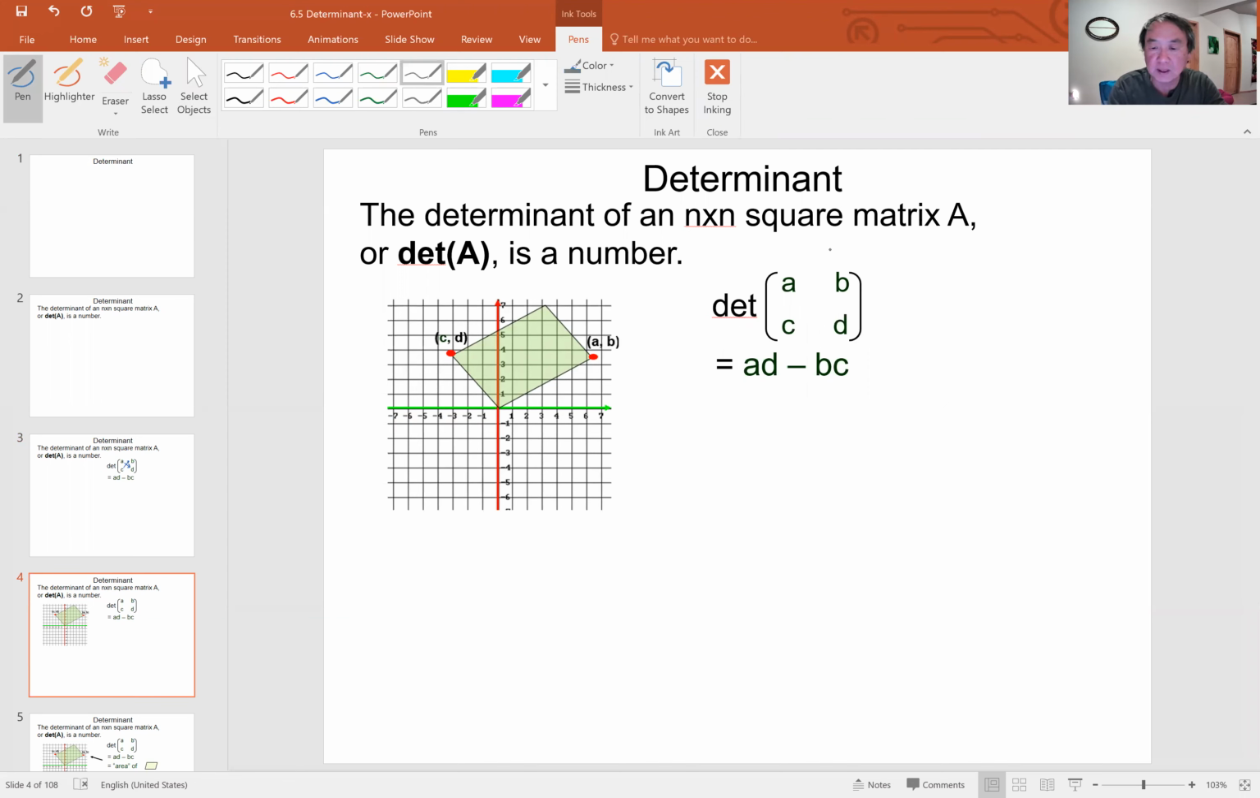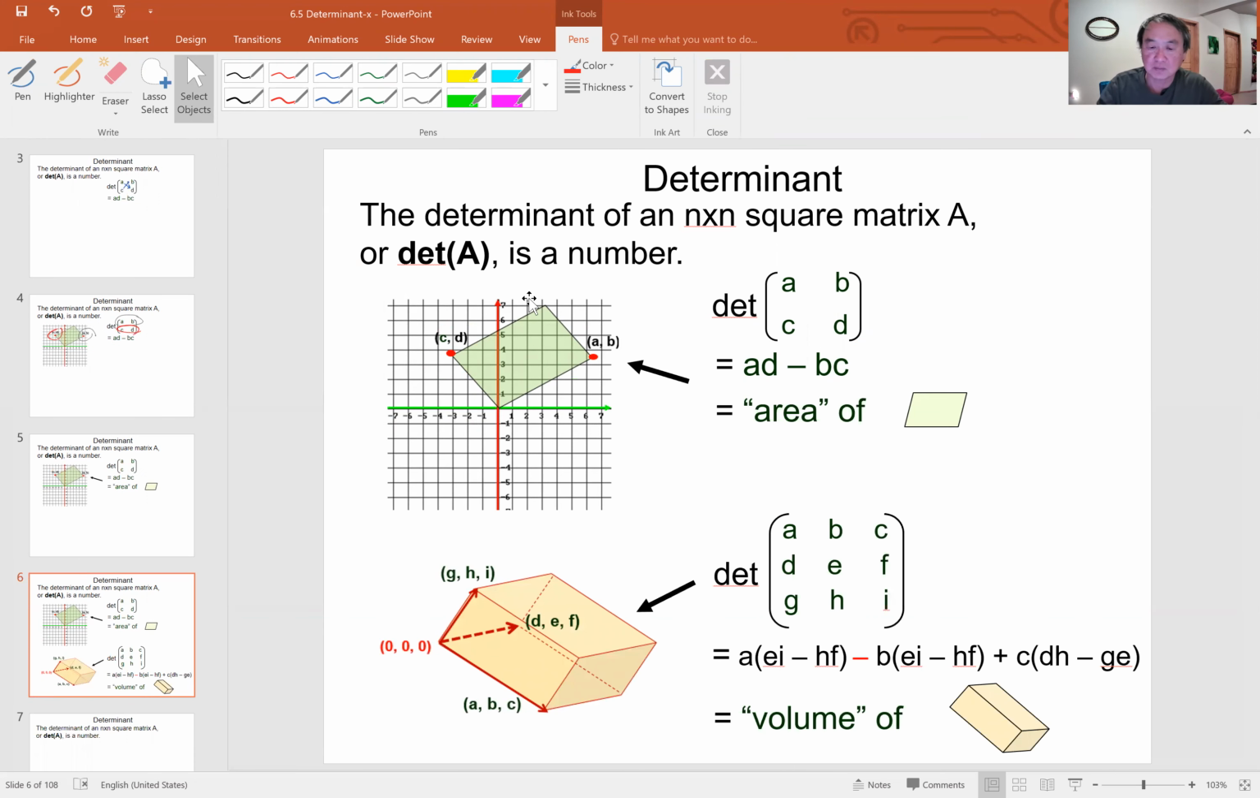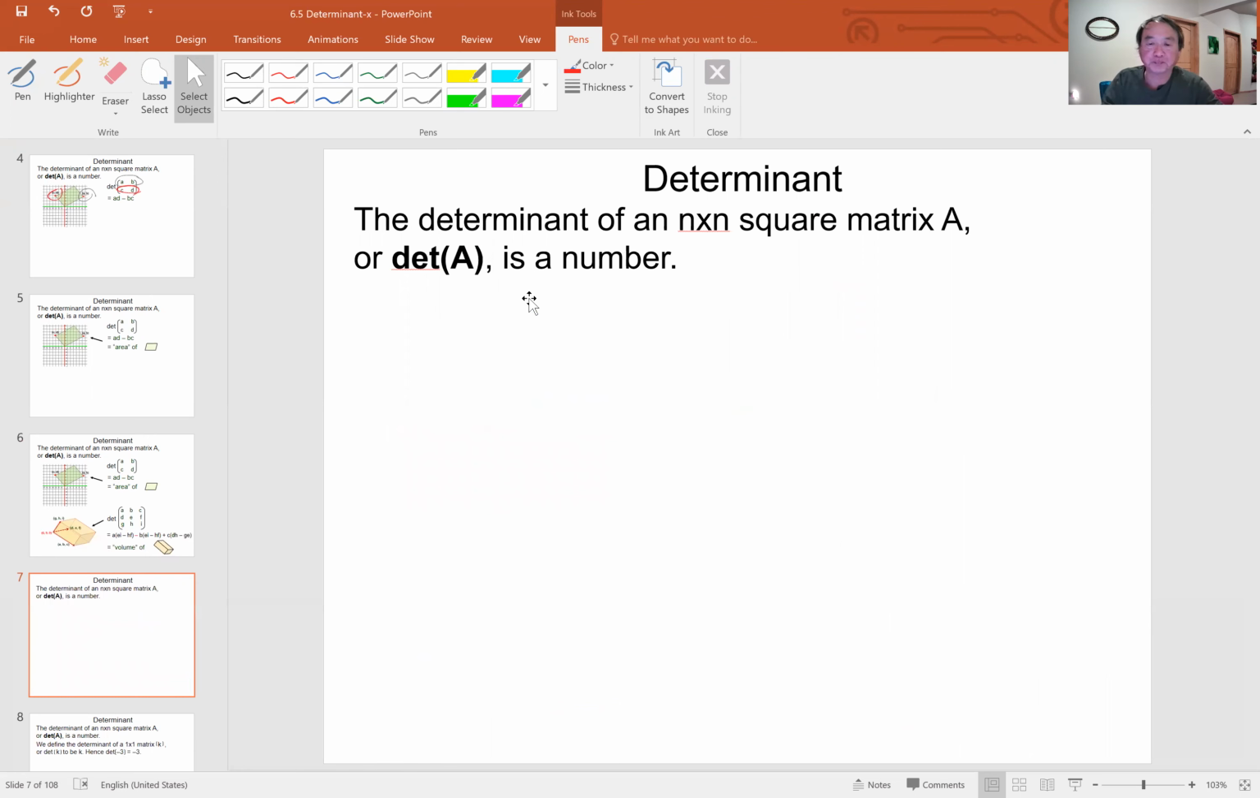If I were to view (a, b) as a point in the two-dimensional plane, and (c, d) as another point, then the number I get is actually the area, with a sign. It's the area of the parallelogram. And this carries on to three-dimensional space. If I take the three-dimensional determinant, it has a long formula which is not to be memorized, but the number we calculate is going to be the quote-unquote volume, with a sign. So let's start out with determinants.